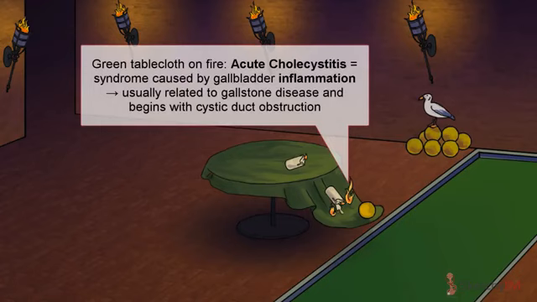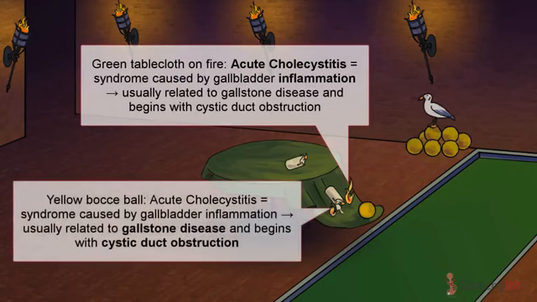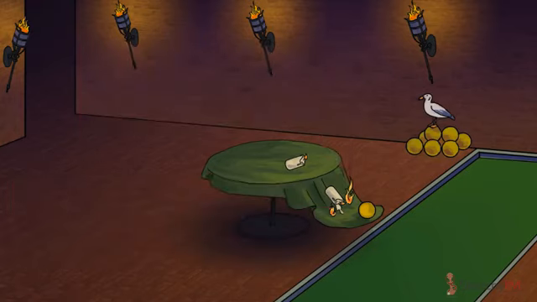The word cholecystitis simply means inflammation of the gallbladder, which most commonly occurs as a result of cystic duct obstruction by a gallstone. Which is why this bocce ball stone has pulled down the gallbladder green tablecloth, inflaming it along the way, if you will. This flame is the key difference between acute cholecystitis and symptomatic cholelithiasis. Whereas both conditions are caused by stones blocking the cystic duct, the prolonged obstruction in acute cholecystitis leads to acute inflammation and all the consequences that come along with it.